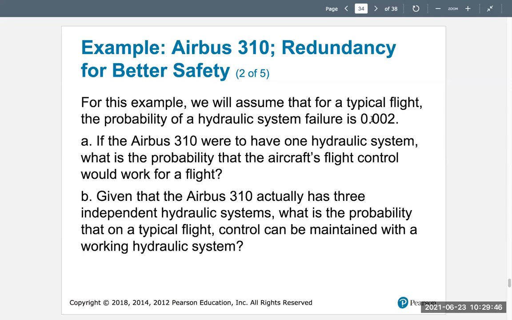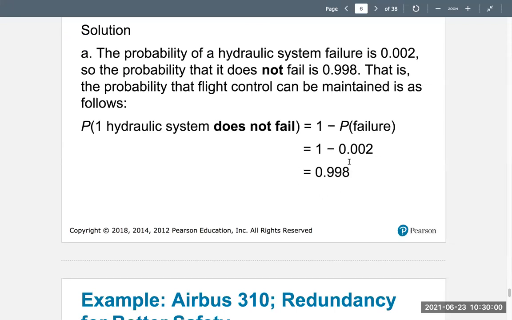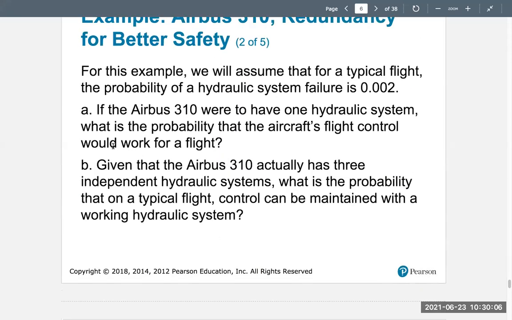So the probability of failure is 0.002. So the probability of working is 1 minus the probability of failure. So it's 1 minus 0.002. So many of you got it right, 0.998. Then it says, given that the Airbus 310 actually has 3 independent hydraulic systems, what is the probability that on a typical flight, control can be maintained with a working hydraulic system?